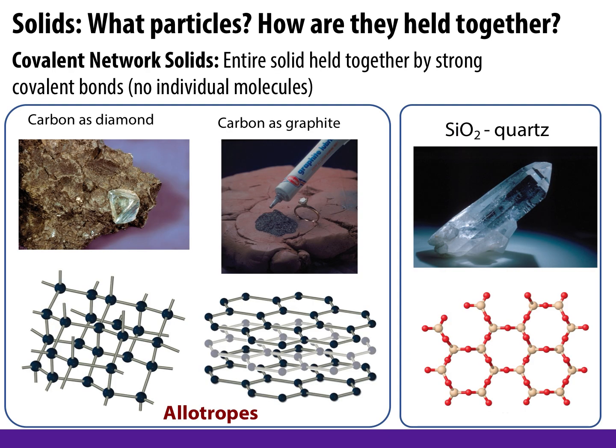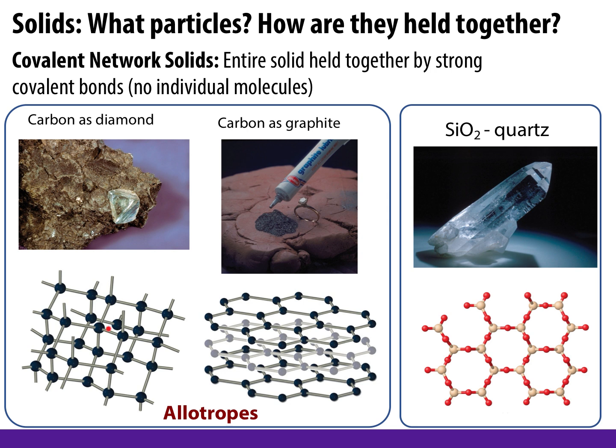Our next type of solid are covalent network solids. So this is the case where we have a solid held together by strong covalent bonds. In this case, there's not really a bunch of different particles. It's sort of one big molecule.